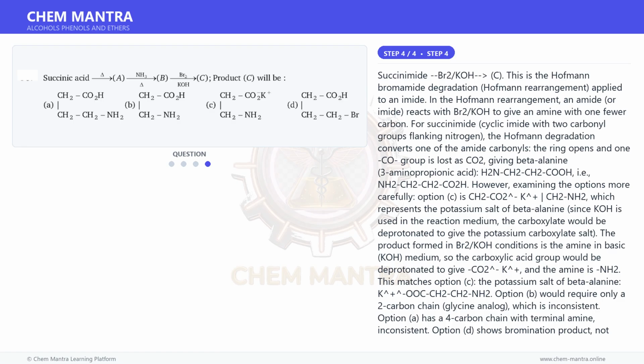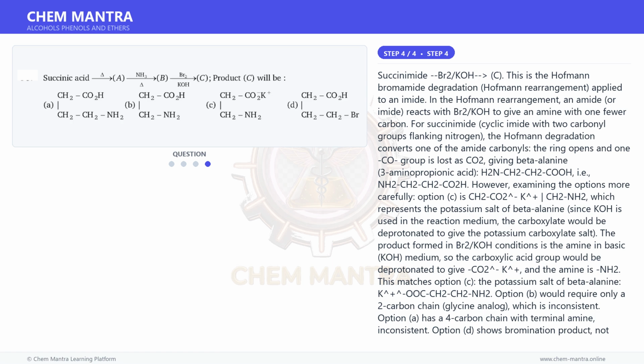For succinimide, a cyclic imide with 2 carbonyl groups flanking nitrogen, the Hofmann degradation converts one of the amide carbonyls, the ring opens and 1 CO group is lost as CO2, giving beta-alanine, 3-aminopropionic acid, H2N-CH2CH2-CO2H. However, examining the options more carefully, option C is CH2CO2K with CH2NH2, which represents the potassium salt of beta-alanine.